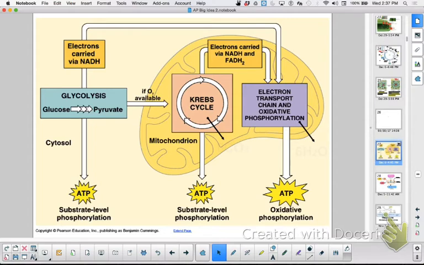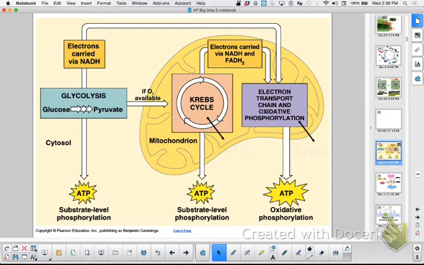But to get that process going, you have to invest a little bit of energy to get those bonds breaking. And how much energy does it cost you? 2 ATP. But when you walk away, yay, when you walk away with how many? 4, right? So you net out when you're all said and done with 2 ATP.